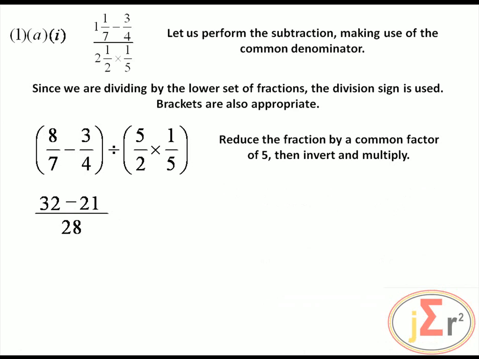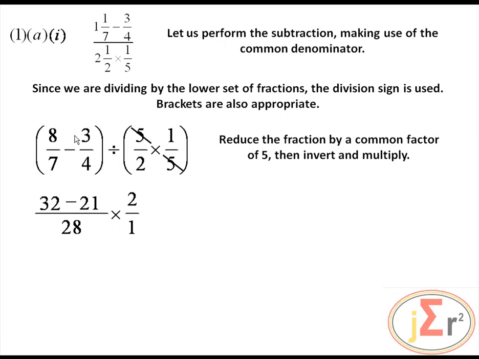Reduce the fraction by a common factor of 5, then invert and multiply. So we have this fraction can be reduced by a common factor of 5. If that is done, these 5s will cancel each other. Then we will have 1 over 2, or a half. But dividing is equivalent to multiplying by the inverse or the reciprocal. So instead, we will multiply by 2 over 1. So these 5s are cancelled and we are left with 2 over 1.